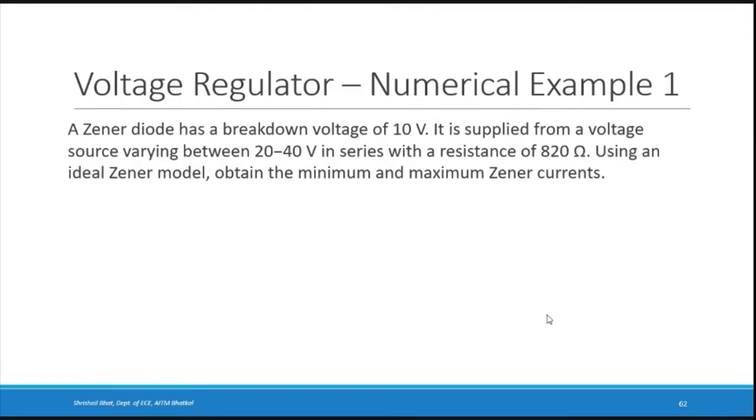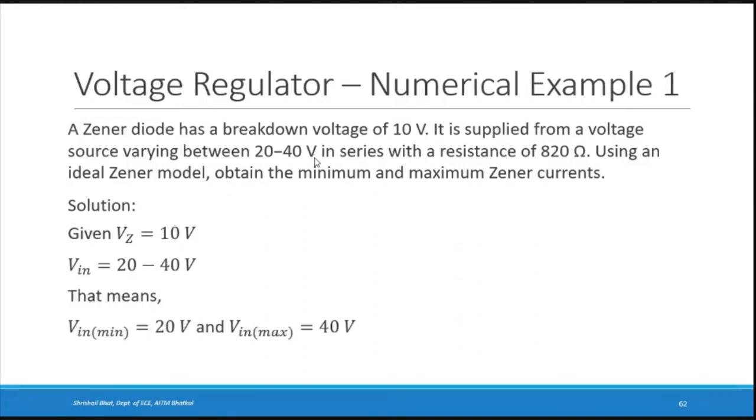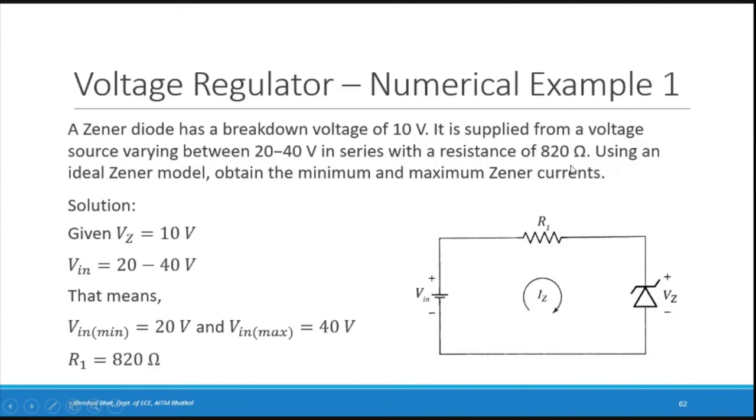So how do you get this? It is given that the breakdown voltage is 10 volts, that is VZ is 10 volts. Then the supply voltage is varying between 20 to 40 volts, that is Vin 20 to 40. That means the minimum value of Vin is 20 volts, Vin min is 20 volts, and Vin max is 40 volts. And the series resistance is given, that is R1 is 820 ohms.